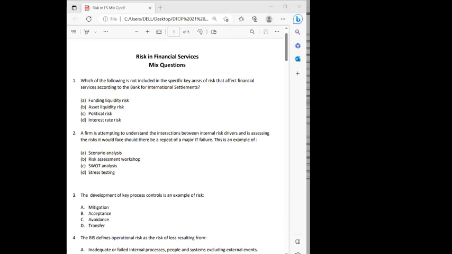Right, I've got 5 responses. Let's see what the question is. Which of the following is not included in the specific key areas of risk that affect financial services according to the Bank for International Settlements? Fund liquidity risk, asset liquidity risk, political risk, interest rate risk. Yes, as all of you have given correctly, the answer is C. Let's go to question number 2.